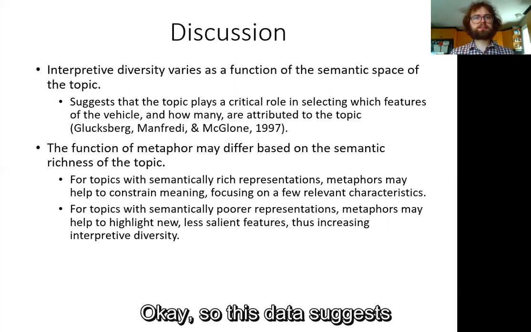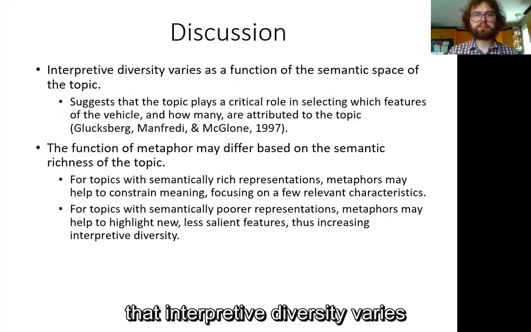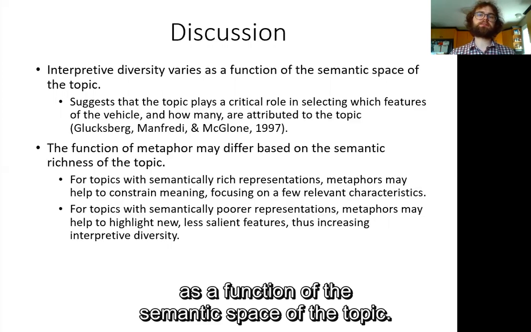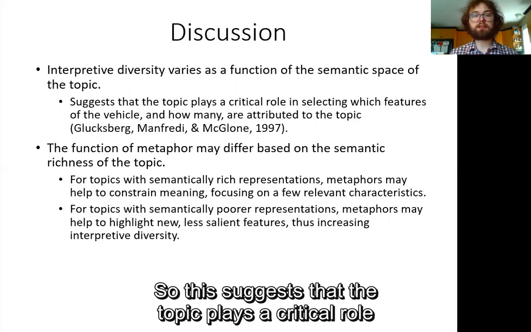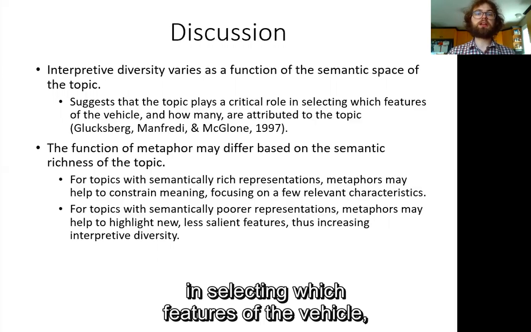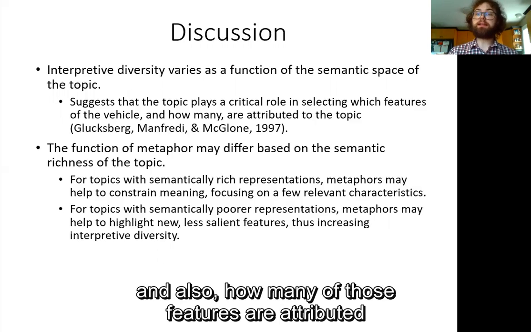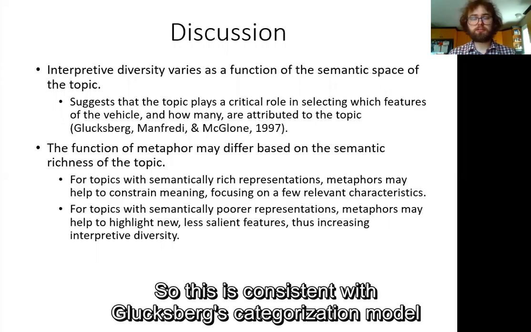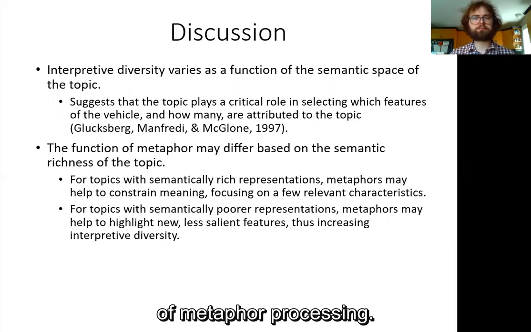Okay, so these data suggest that interpretive diversity varies as a function of the semantic space of the topic. So this suggests that the topic plays a critical role in selecting which features of the vehicle and also how many of those features are attributed to the topic. So this is consistent with Glucksberg's categorization model of metaphor processing.